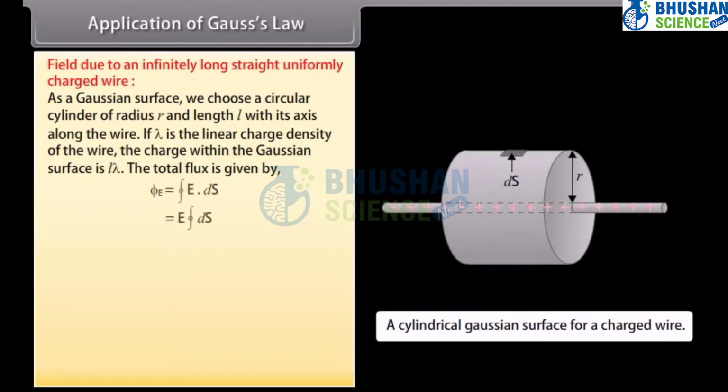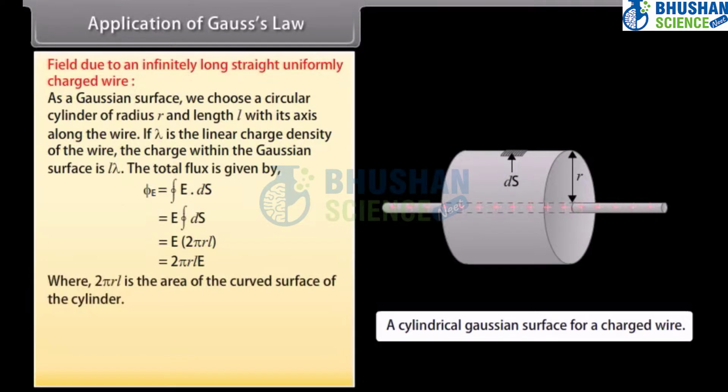We know that phi E is equal to the integral over a closed surface of E dot ds, which equals the product of E and 2 pi r L, where 2 pi r L is the area of the curved surface of the cylinder. According to Gauss's theorem, we get the electric field at any point at a radial distance r from the wire as E equals lambda divided by 2 pi r epsilon naught.